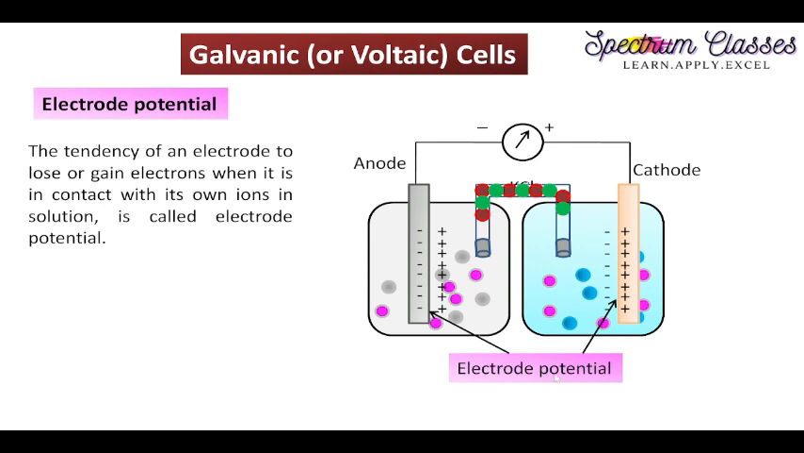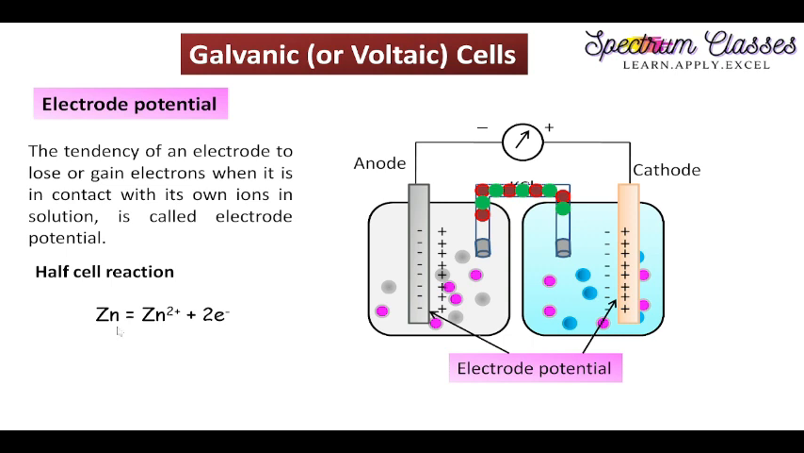Now we are going to understand what is called electrode potential. So the tendency of an electrode to lose or gain electrons when it is in contact with its own ions in solution is called electrode potential. So this is known as electrode potential. For the half cell reaction, we are having this type of reaction at this electrode, right? So zinc converted into zinc 2 plus plus 2 electrons.